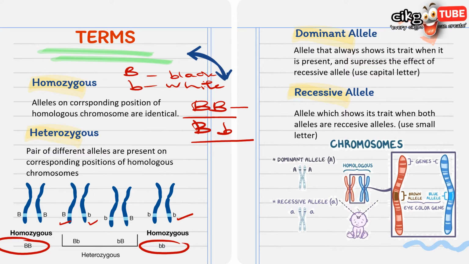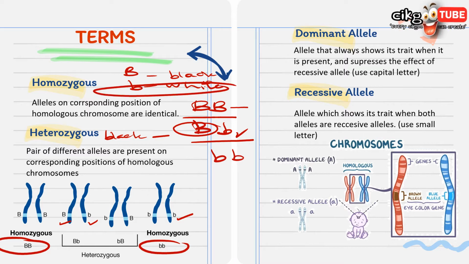So it is heterozygous, but we have a dominant allele here. So this dominant allele will suppress the effect of this recessive allele. So this is still considered having black hair. But if we have both alleles recessive, then only it will show the characteristics of a recessive allele. Okay, so this will be white hair. Don't worry, we will see further in this lesson.